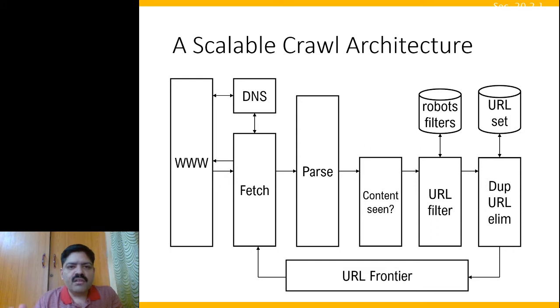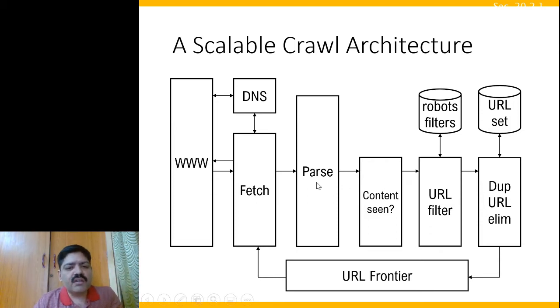Here is a simple scalable crawl architecture. Let's say we have the web from which we are interested in fetching the pages. As I told you, the first step in fetching is to ask the DNS. Give the DNS server the URL, and it will give you back an IP address. Once you have the IP address, you can connect directly to the server and grab the page. That's the fetch part.